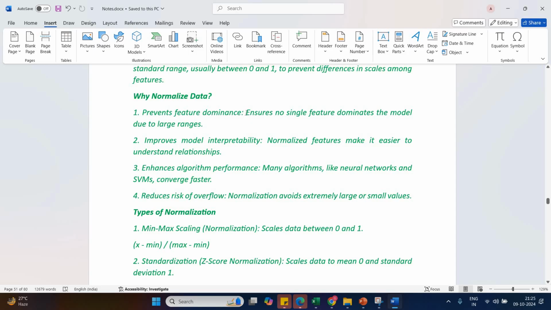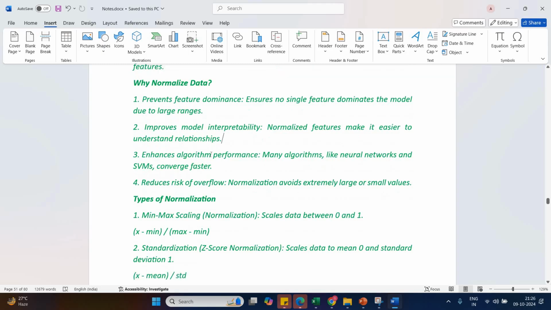What do you mean by feature dominance? We have to ensure that no single feature dominates the model due to large ranges. I hope it is understandable, it's really easy to understand. Then the second one is improves model interpretability. Normalized features make it easier to understand relationships. You will easily be able to understand the relationship between two different columns.